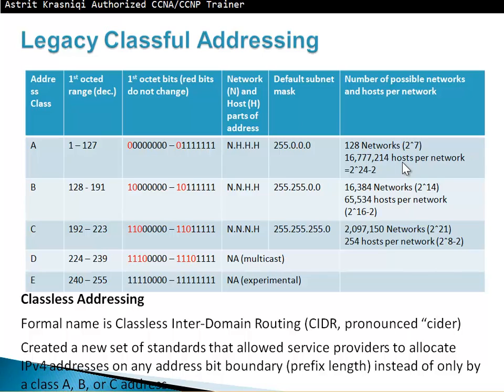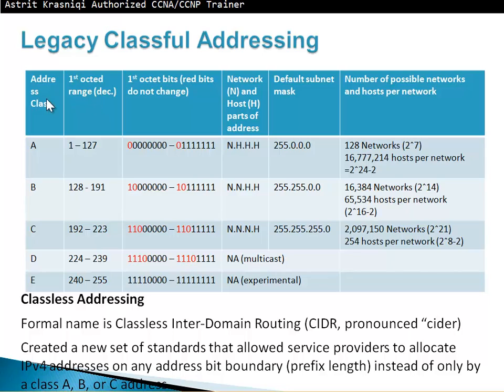It created a new set of standards that allowed service providers to allocate IPv4 addresses on any address bit boundary, prefix length, instead of only by class A, B, or C addresses. So they saw the classful addressing wasn't working very well because not many companies are going to need 16 million addresses. Maybe Apple will need it, but there are not so many companies as big as Apple. So they created classless, where the ISPs forgot about A, B, and C. They just said, okay, how many addresses do you need? I need 10. Okay, fine, you can have 10, and so on.